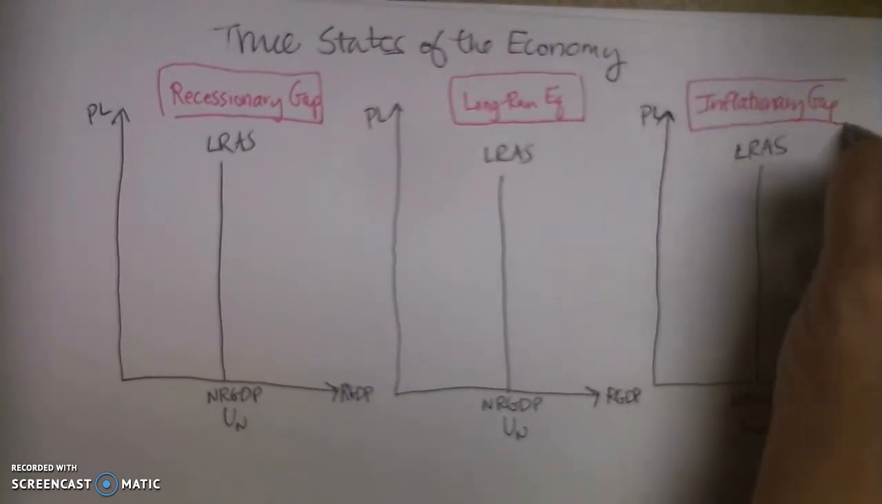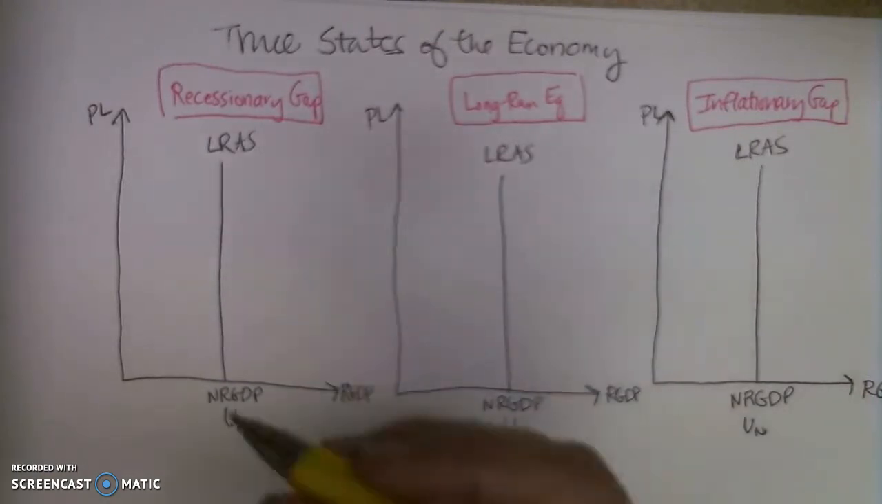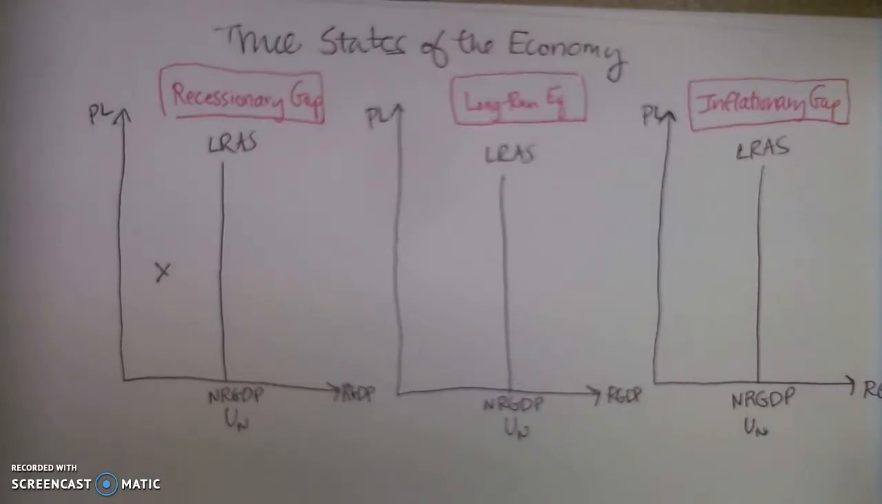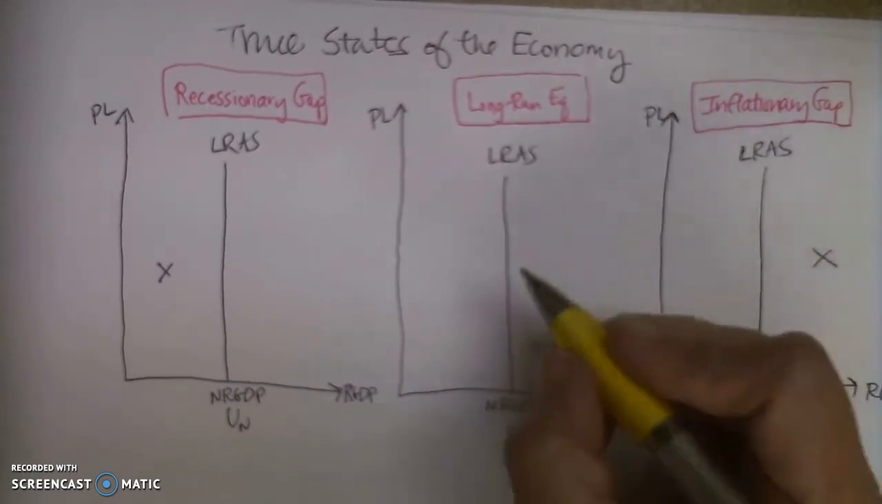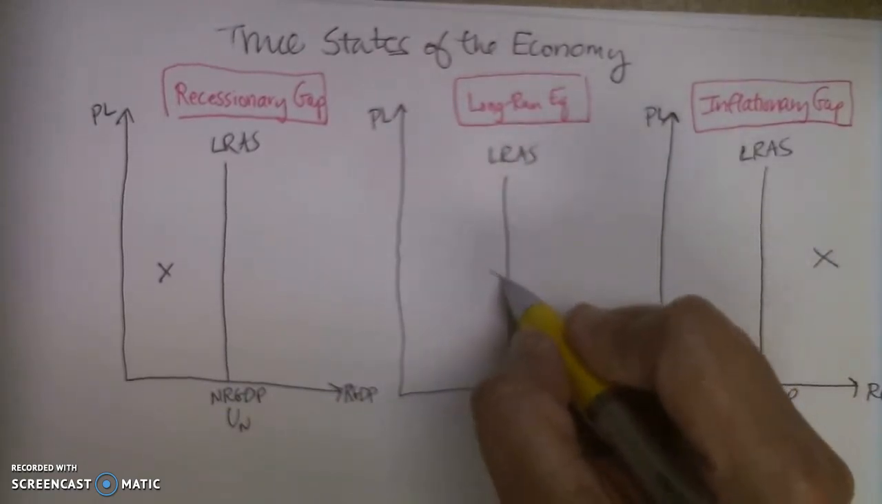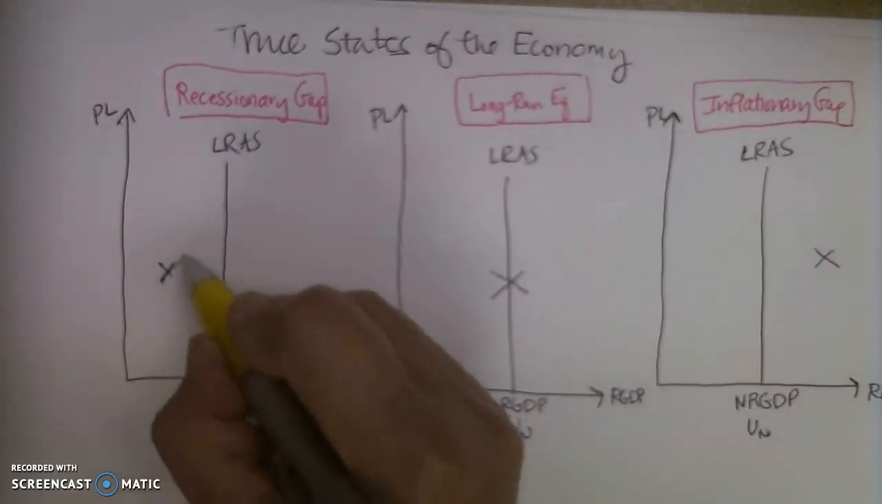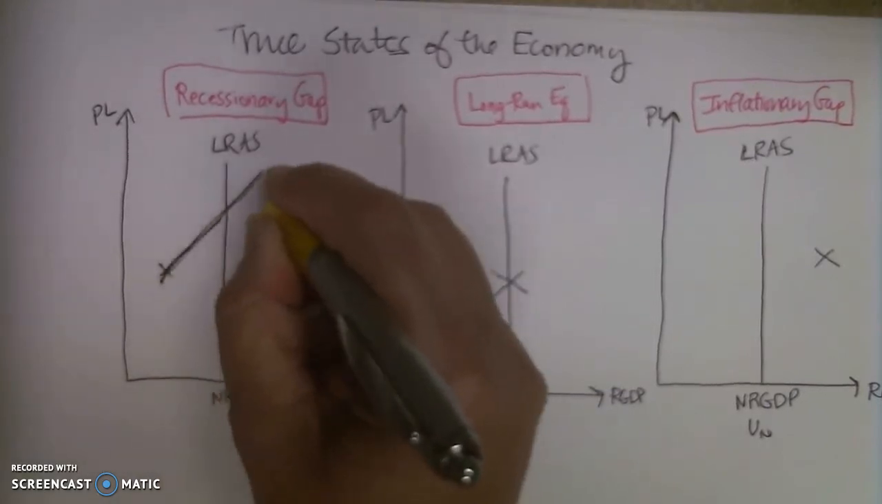It's too big. So what I would like you to think about is X marks the spot. If we're too small, if we've recessed, our X, where we're currently producing, is probably somewhere over here. If we're inflated, we're too big, and our X is going to be somewhere over here. But if we're at long run equilibrium, all three curves cross the same point, and then you can just extend your lines.